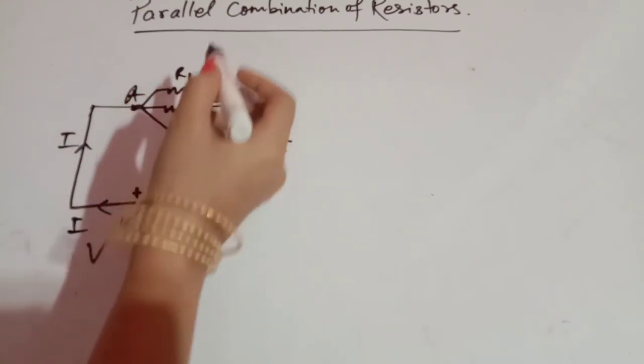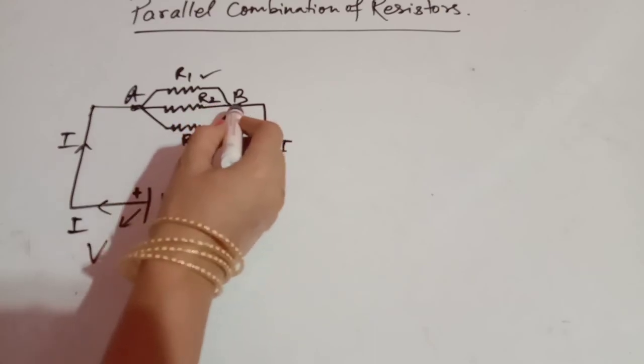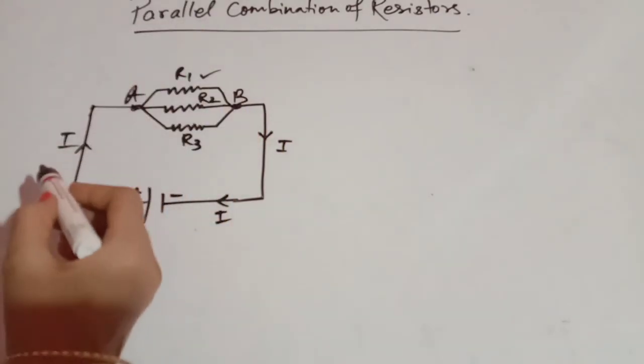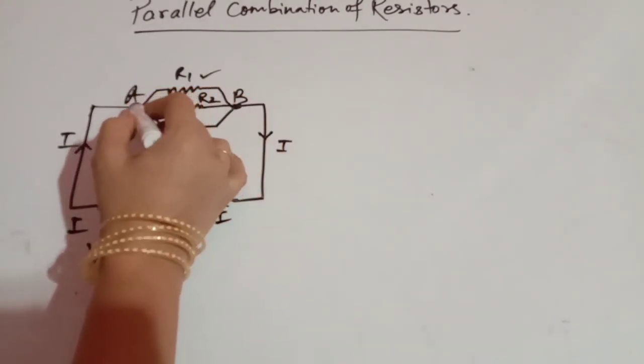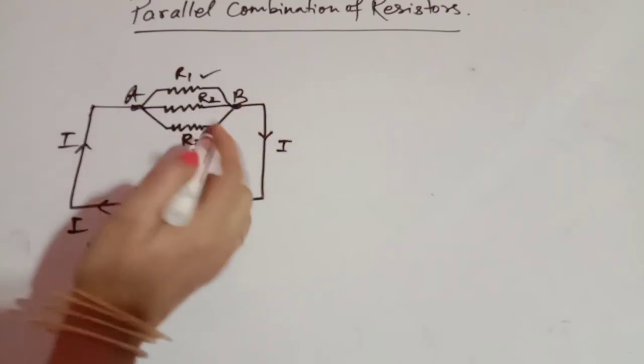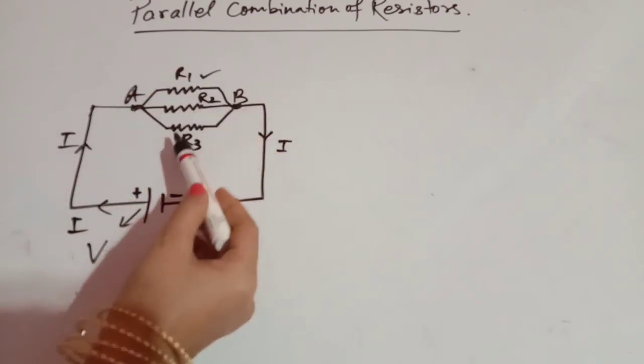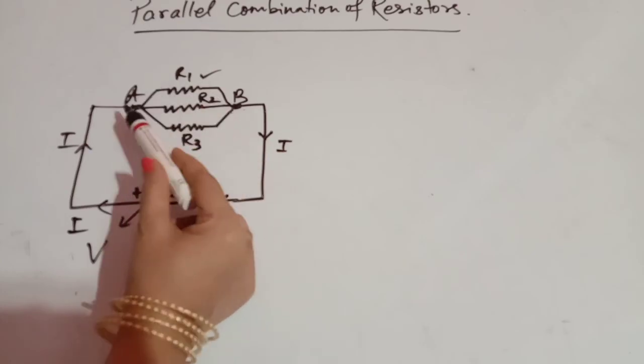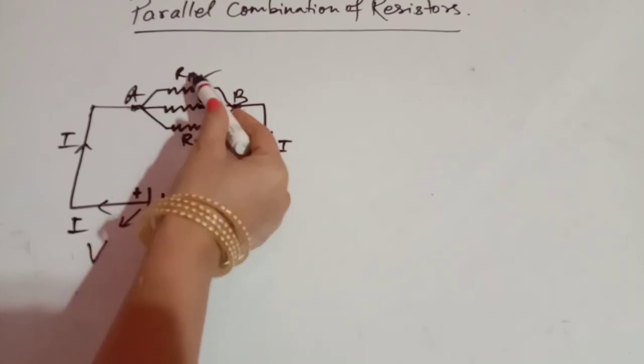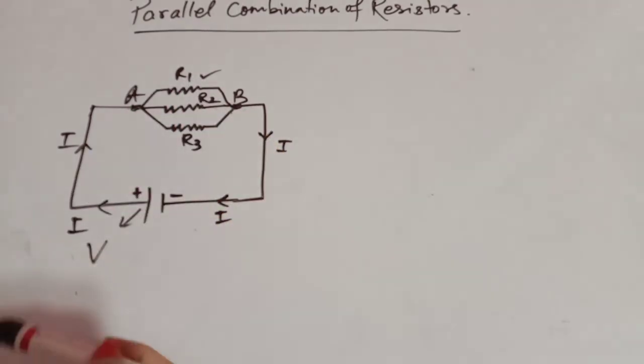So resistor R1 is simply between the ends A and B, these two points. R2 is also between A and B, and R3 is also between A and B. So these two terminals are the same for all the three resistors that are connected in the parallel way.